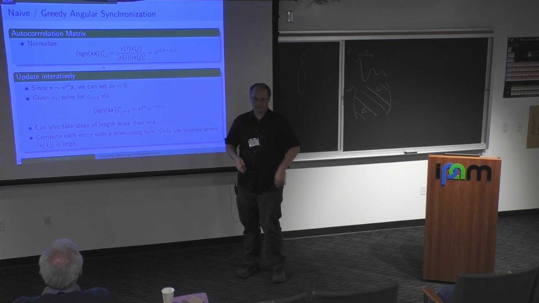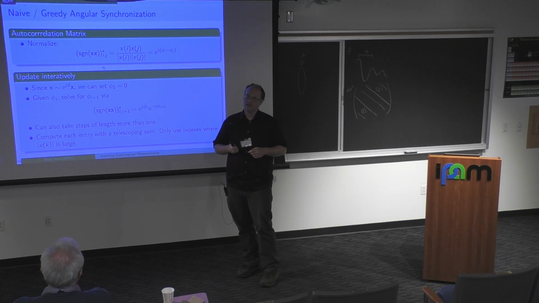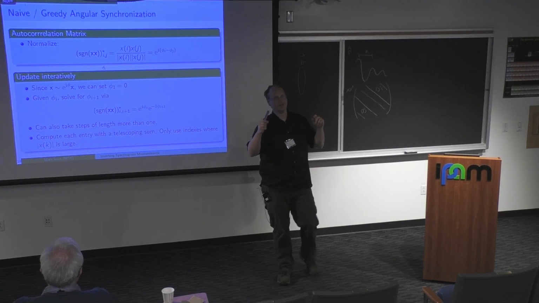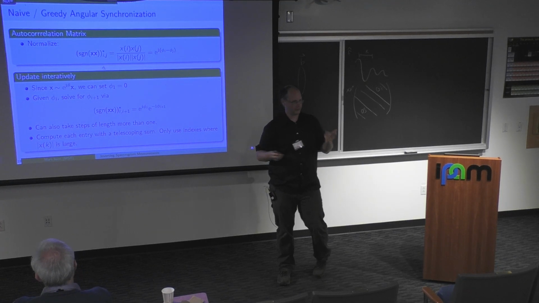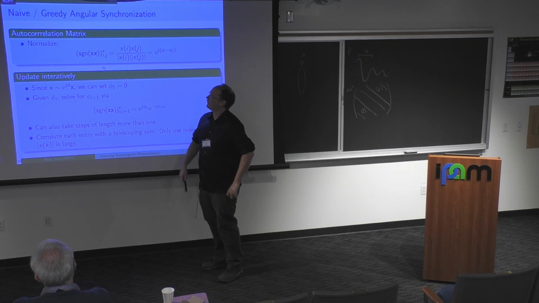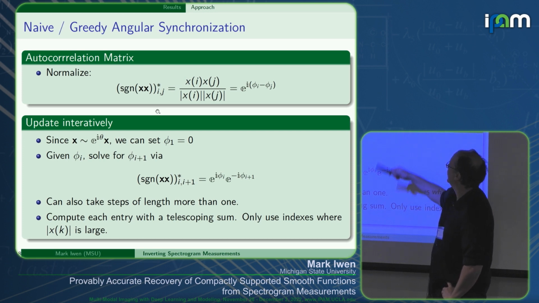Here's another, even easier way that you can do it if you have entries of XX star where you recover more scattered entries. You just need one entry in every column of each row, and then you can do something like this. You can recover some other portion of XX star. So this is the simplest possible angular synchronization technique, just to give you another example of how you could do it.